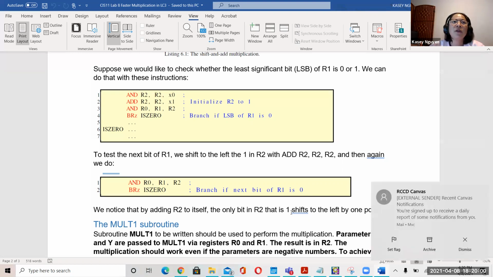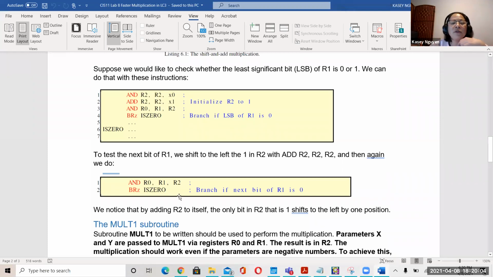So the way that we can move things around is through the register. And what we want to do is implement how we can check from the right to the left through the register. Okay. Any questions?